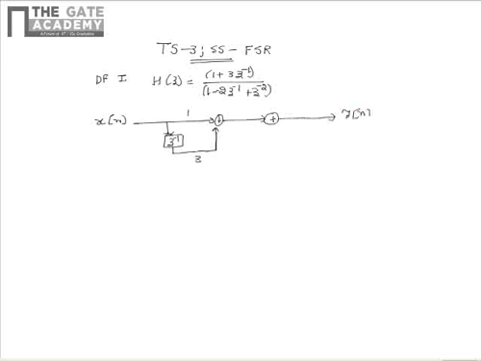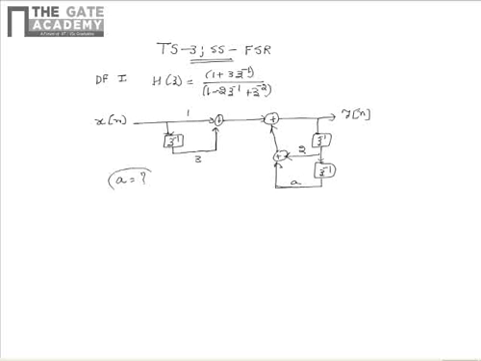Finally, the summer's output is the actual output we want, which is y of n. Please note that here y of n is delayed using two delay elements, and the delayed outputs are fed to another summer, which finally feeds to the initial summer that we are talking about. And the gains of each of these paths are given as 2 and a. We need to find the value of a.